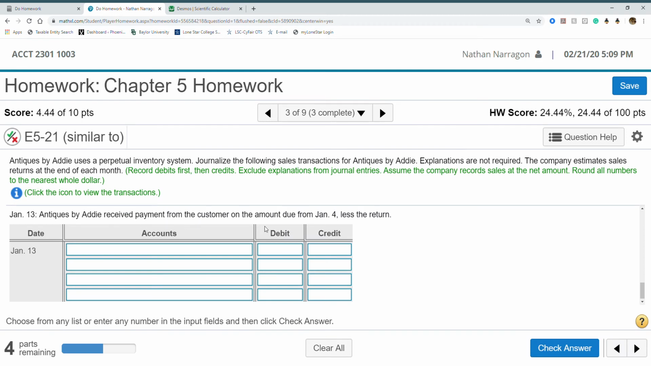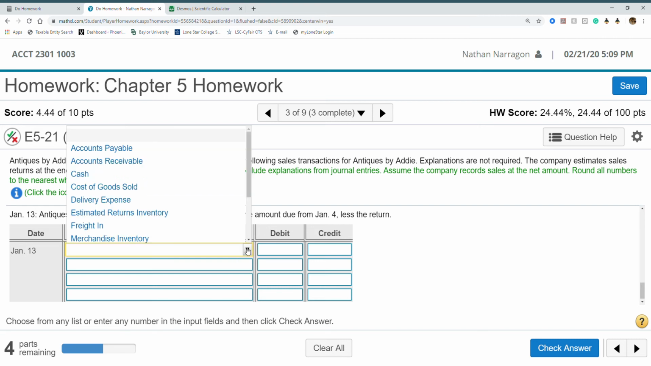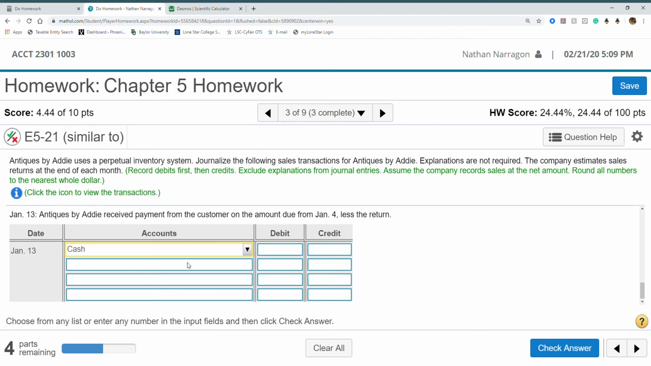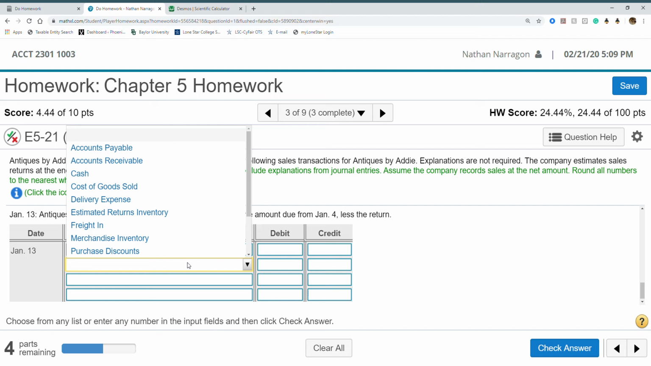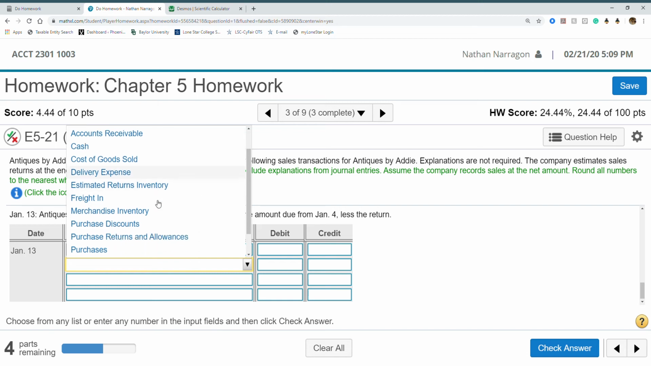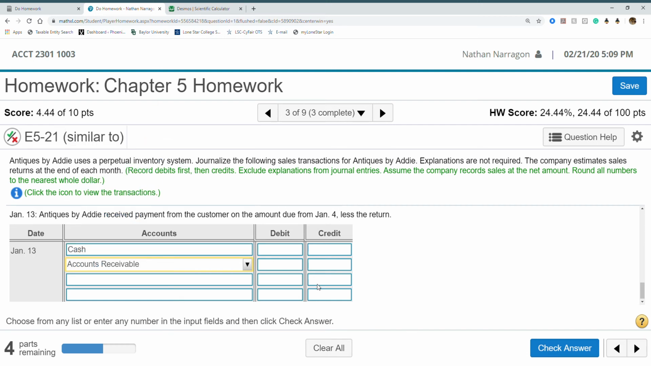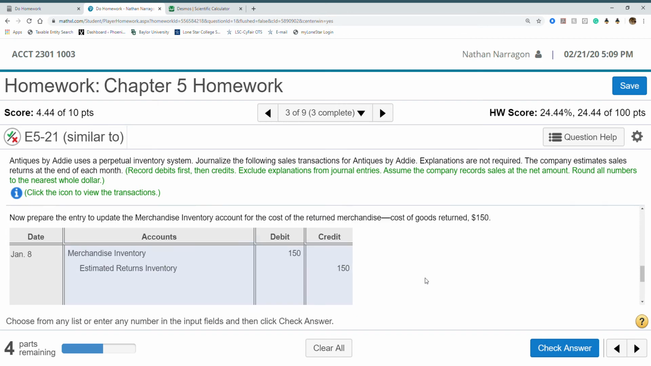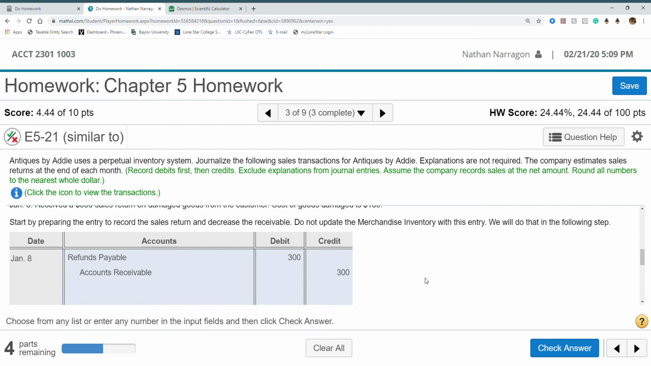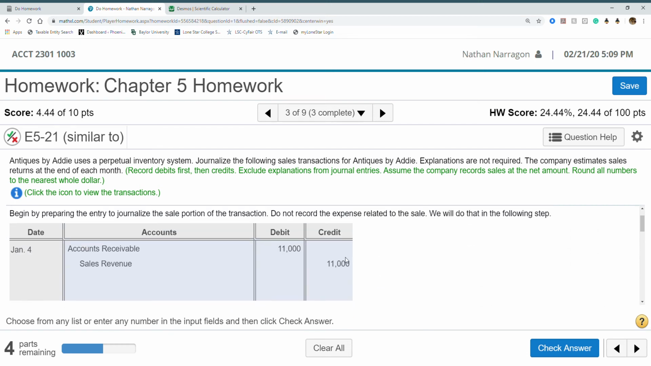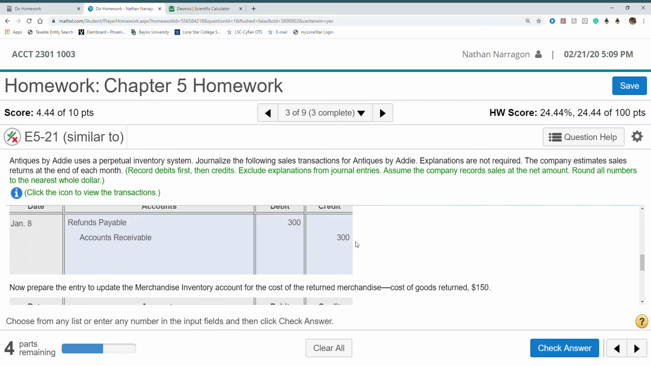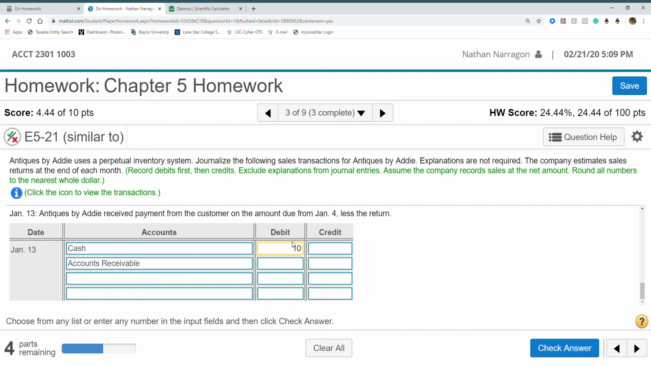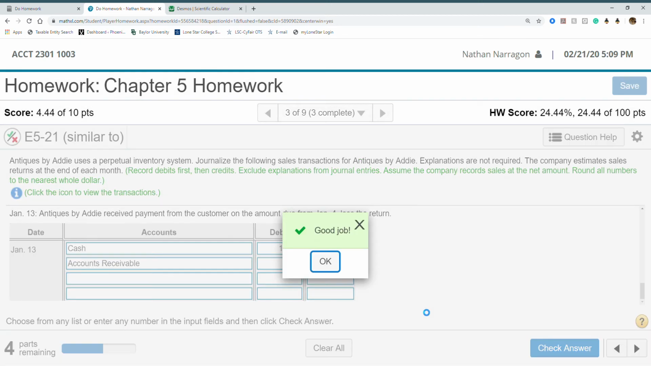Okay, now we receive the payment from the customer on the amount due. So, for us, we're going to receive cash. And since there was no discount or anything like that, we don't even have to worry. We, of course, credit accounts receivable. They start at 11,000, and they return 300. So we're really at 10,700. Check. We are good. Again, if you want to, please do T accounts. T accounts will help you out a lot in tracing these.